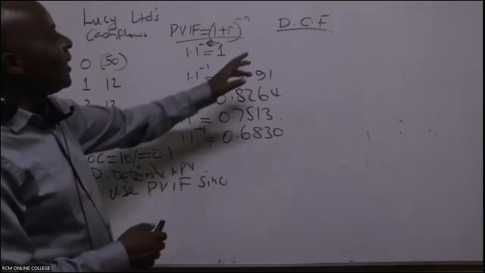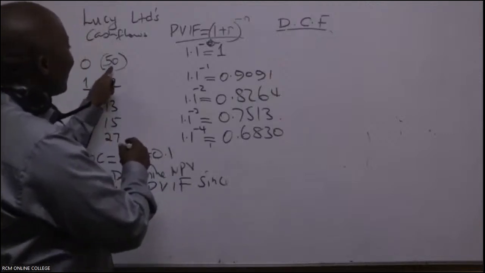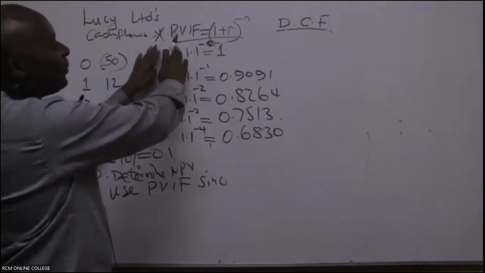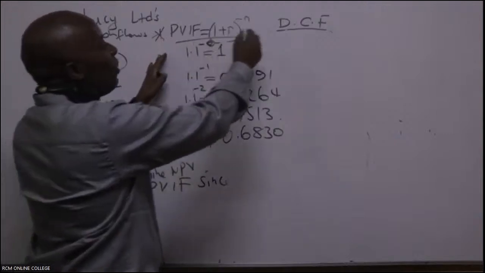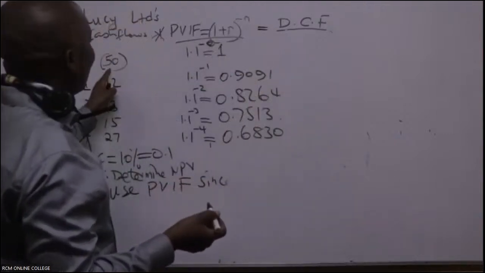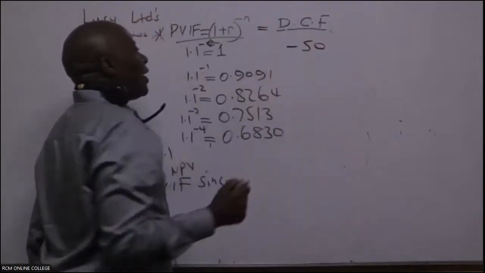So then these are discounted cash flows. How do we get these discounted cash flows? We take the cash flows that we have here and we discount them. We multiply them with this factor. So we take the cash flow times this, and you'll be able to get discounted cash flows. The first one will be -50 times 1, which is -50.